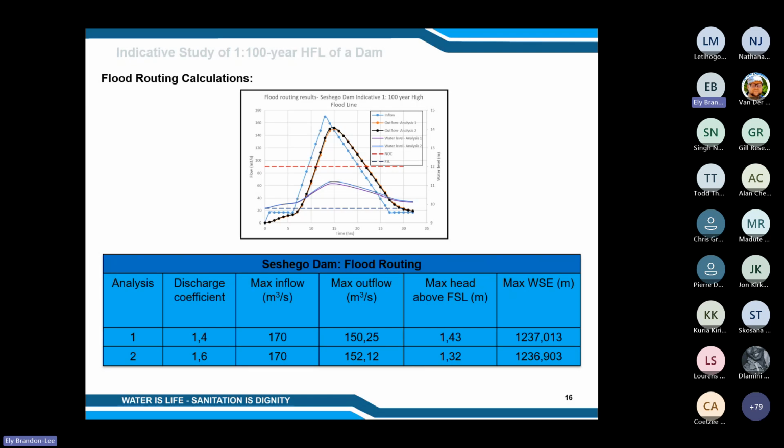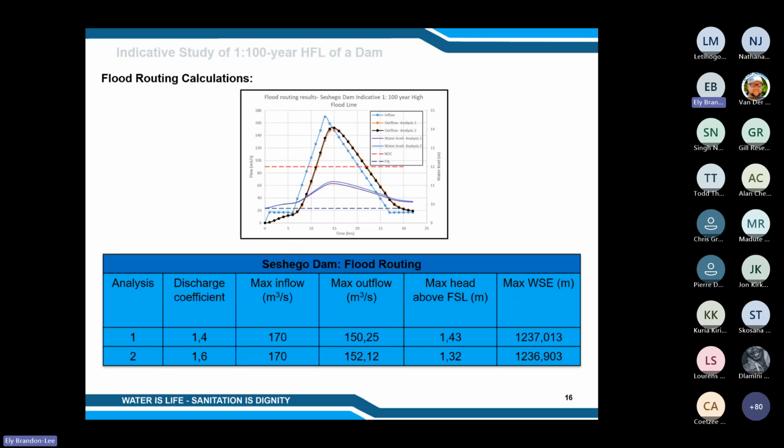Before setting up my hydraulic models, I first did hand calculations to determine the high flood line of the dam. As previously mentioned, I performed hand calculations in the form of a flood routing analysis. I did a flood routing analysis for both discharge coefficients, both the given discharge coefficient and the assumed discharge coefficient. The input parameters I used to do the flood routing were the assumed inflow hydrograph, which was previously mentioned, and the area capacity data I received from the client.